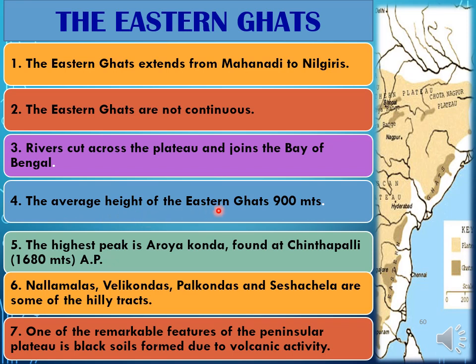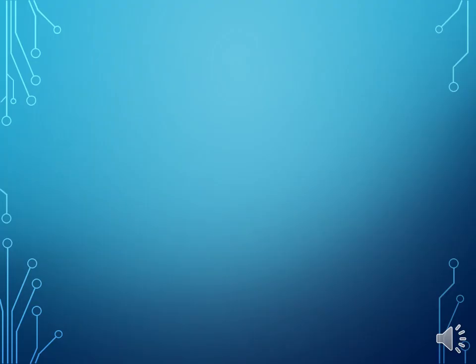The average height of the Eastern Ghats is only 900 meters. The highest peak, Aroikonda, is found at Chintampalli. The height is 1680 meters in Andhra Pradesh. Nallamala Hills, Velikondas, Palkondas, and Seshachalam are some of the hills in these tracts. One of the remarkable features of peninsular plateau is black soil, formed due to volcanic activity.